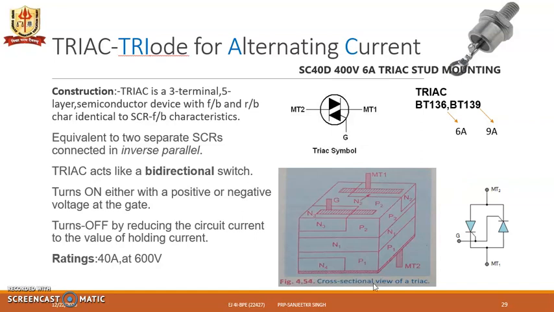And here we have the cross sectional view of a TRIAC. So this is main terminal 1, main terminal 2, and here we have the gate, and here we find the different layers P1, N1, P2, N2, and here we have the N3 layer below the gate and N4 here.